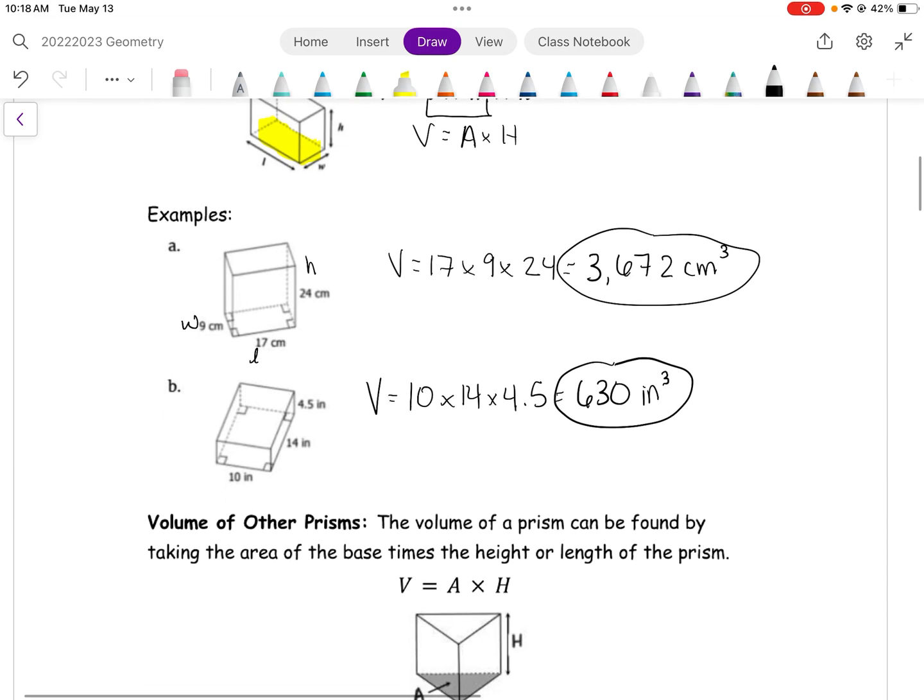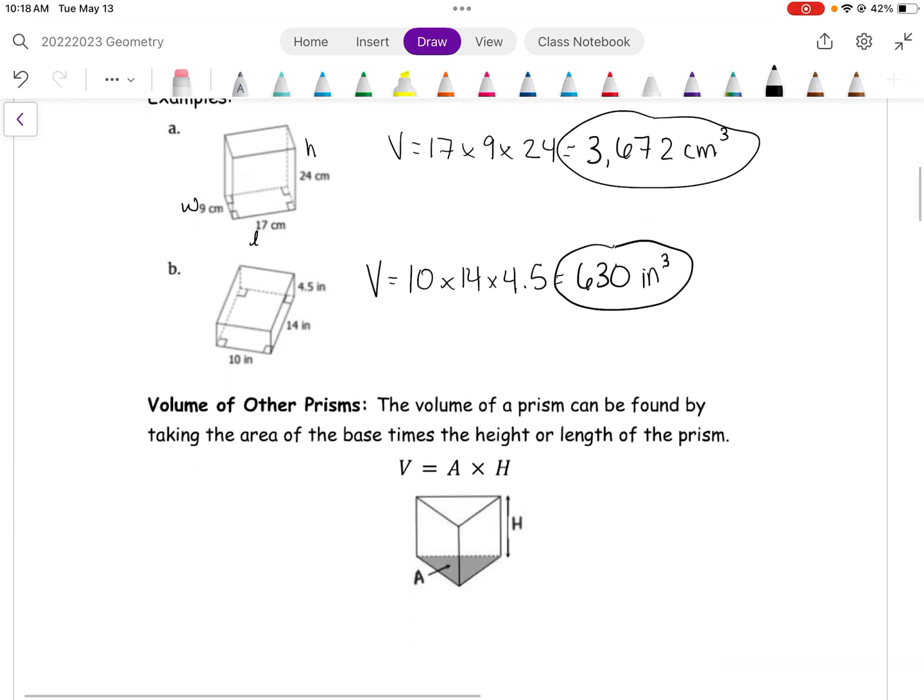So let's talk about other prisms. Like I said up above, any prism is going to have two bases, and those two bases are going to be connected by rectangles. So in this figure, this is a triangular prism. We practiced naming those before. So that means your bases are the two triangles.